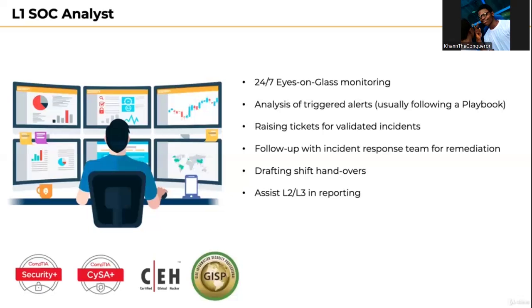The SOC analyst level 1, these guys are the first on the list. I was citing an example: if someone tries to log into his bank account and maybe he mistakes a character in the password, an alert will be triggered. When he tries a second time and gets it wrong, an alert will be triggered. When he tries a third time and gets it right, an alert will also be triggered that he has gotten it right. So you will now look, why did it fail twice?